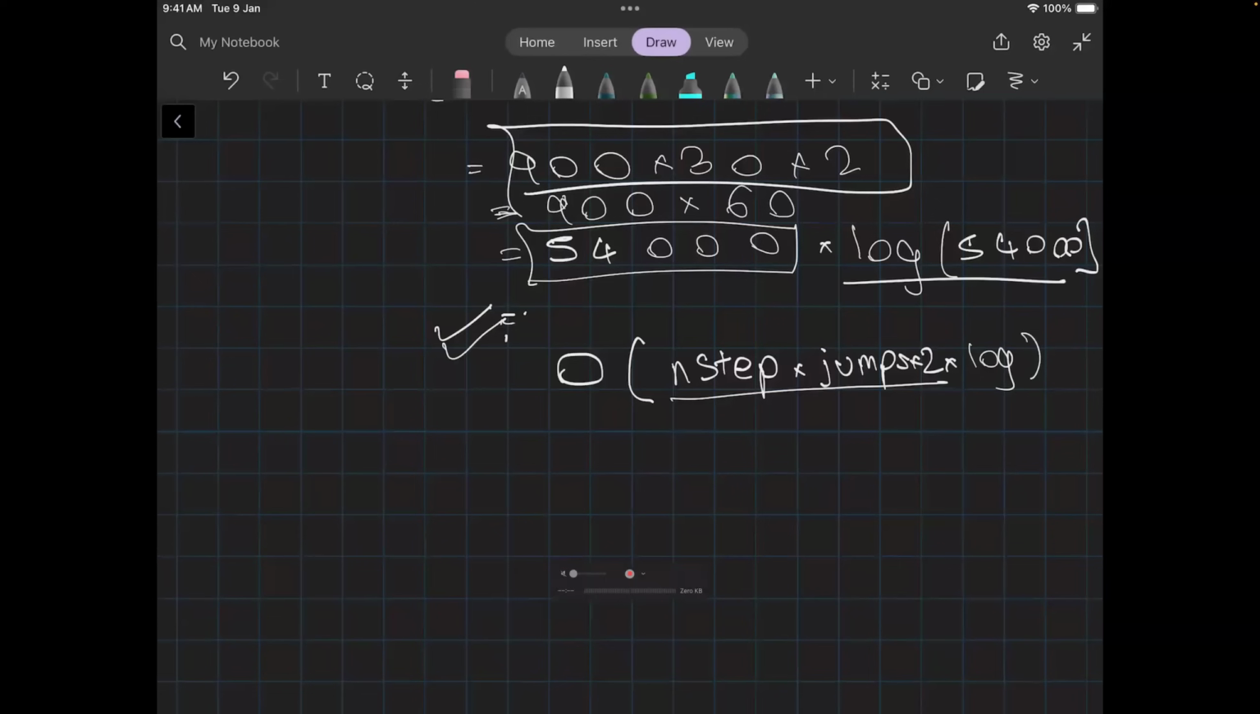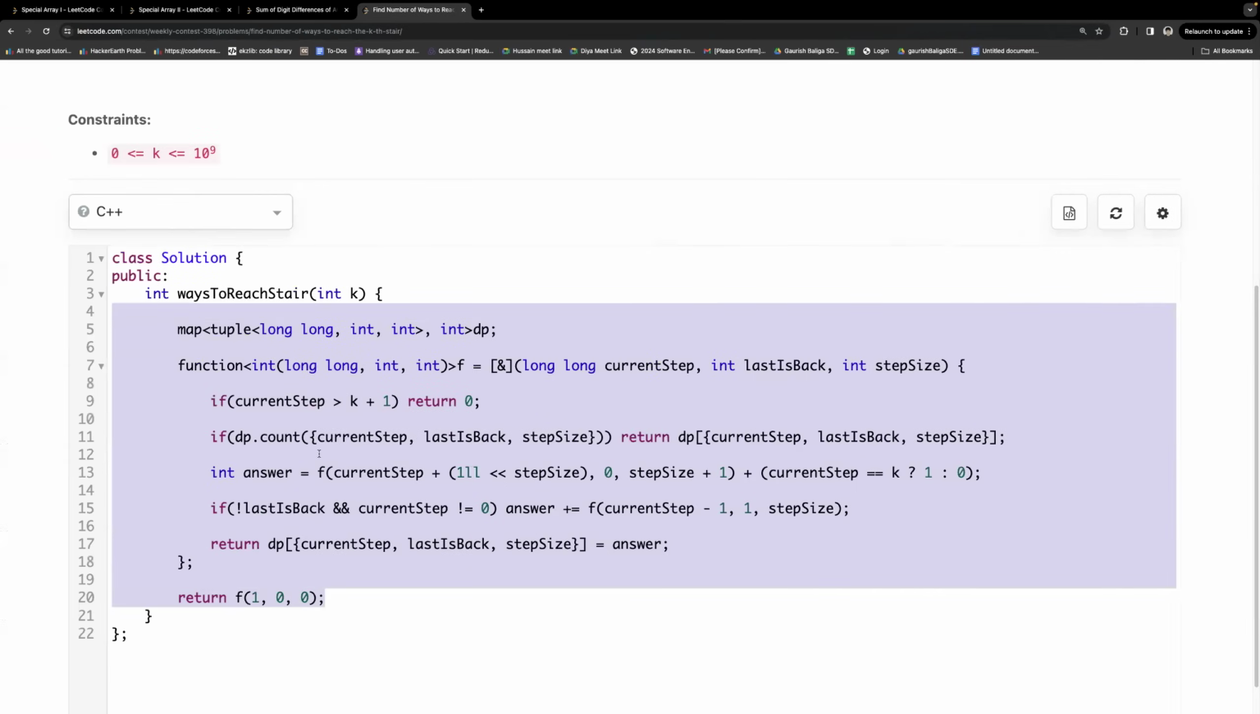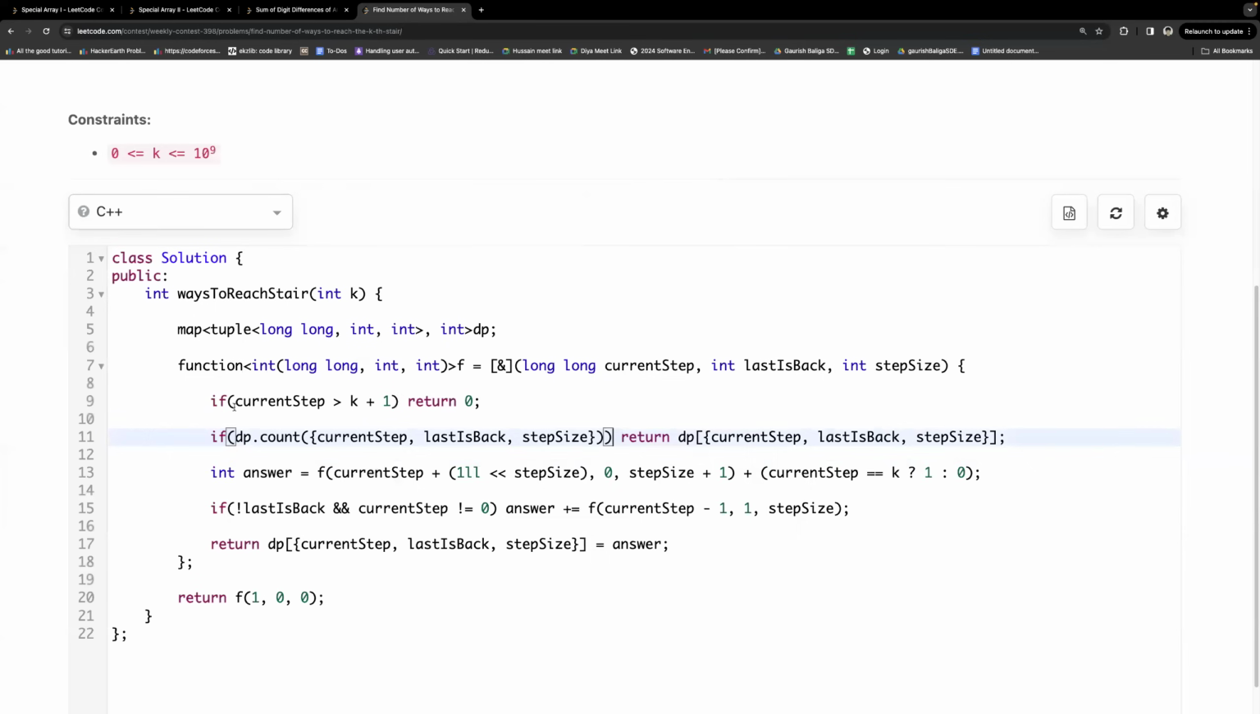Now that is more or less it. And the space complexity is again O of n step into jumps into 2. There is no for loop here, so this works in O of 1. And how many unique are there? It's current step into last is back into step size.